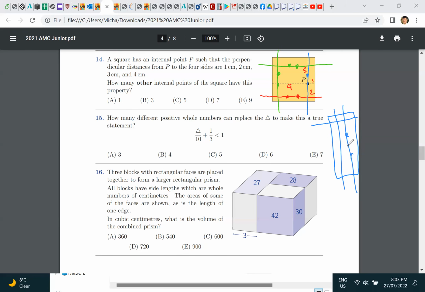And then, yeah, if it wasn't a square, the answer would be 4. Minus P would be 3. But because it's a square, it'd actually be 7, you know? This is a trick question. Definitely a trick question.